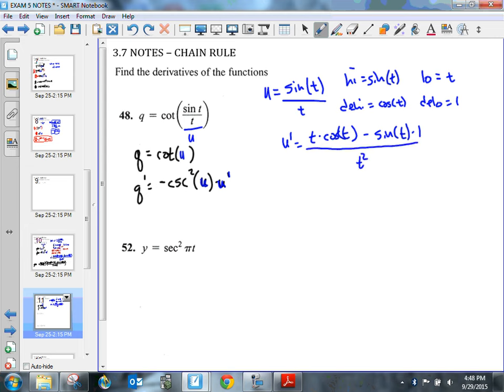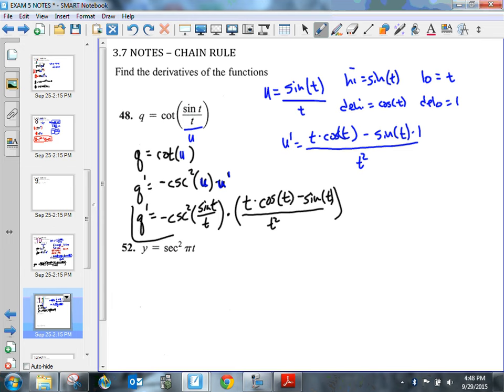Okay, so as I'm rewriting this, I'm just going to chain it all back together. I've got my u, I've got my u prime. So I come back over here and I write that q prime is equal to negative cosecant squared of u, which is sine of t over t, and then multiply that by my u prime, so by this whole thing over here. So I've got t times cosine of t minus sine of t all over t squared. Okay, so this is my derivative for q prime.